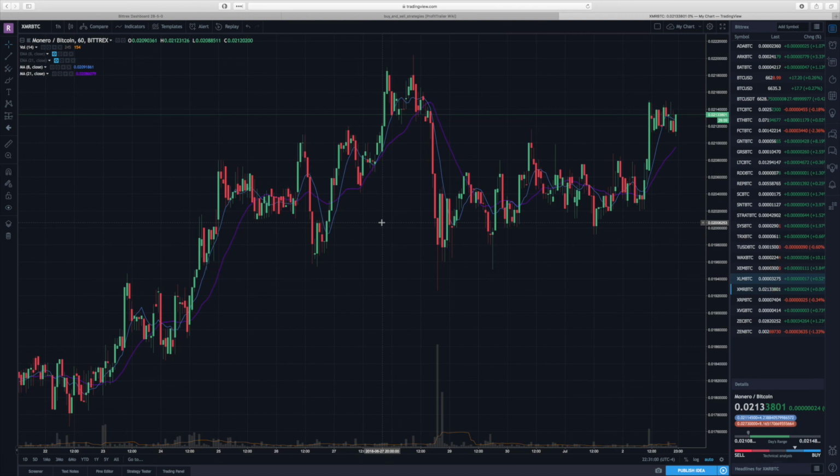If you want more information on the indicators themselves, it's just the exponential moving average and simple moving average. You can look them up on investopedia.com, stockcharts.com. Any trading site is going to have a wealth of information on these two indicators because they are some of the most commonly used indicators in trading.